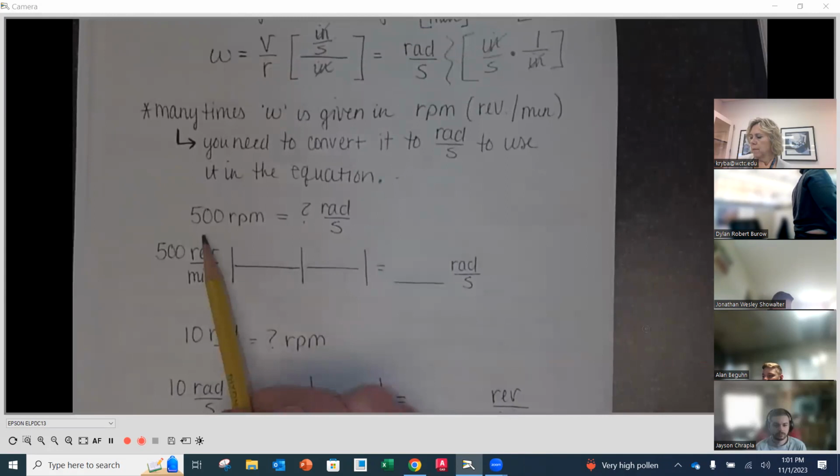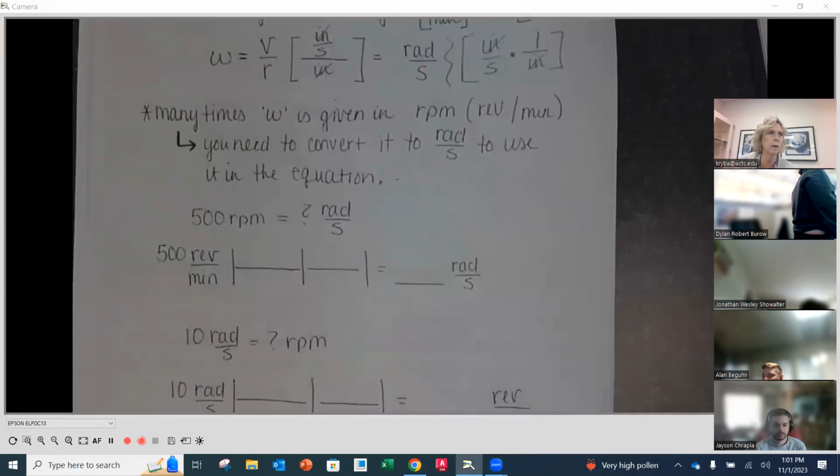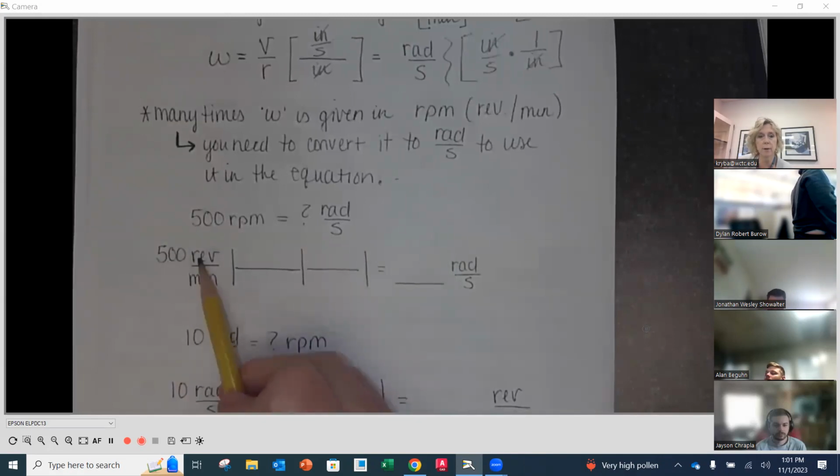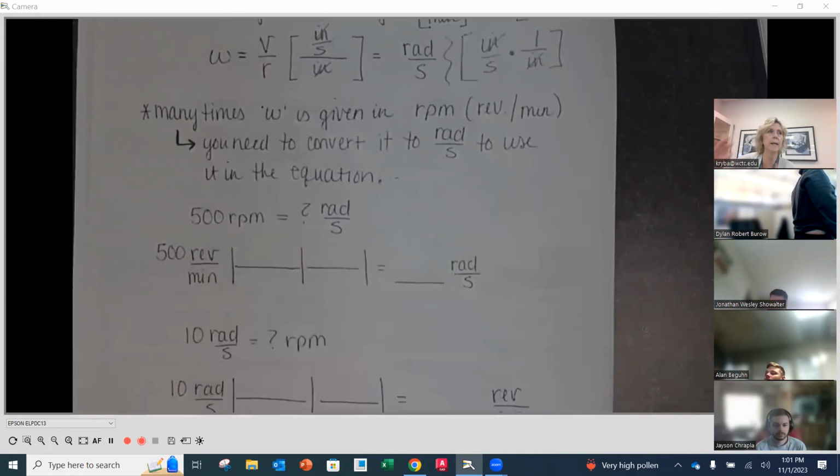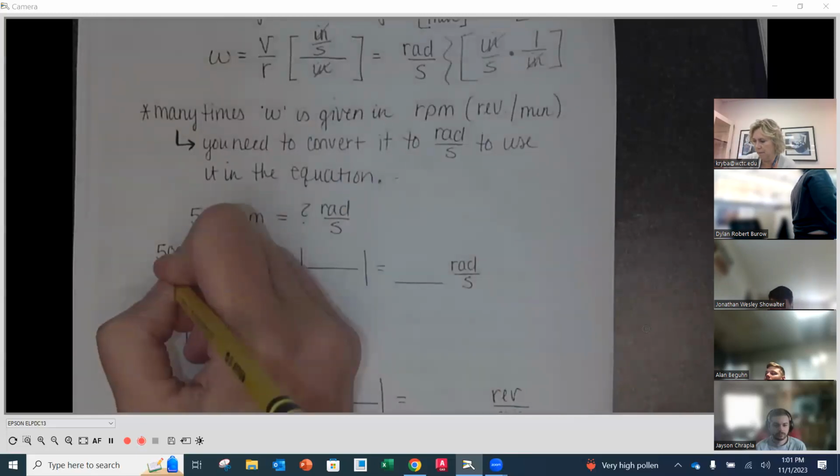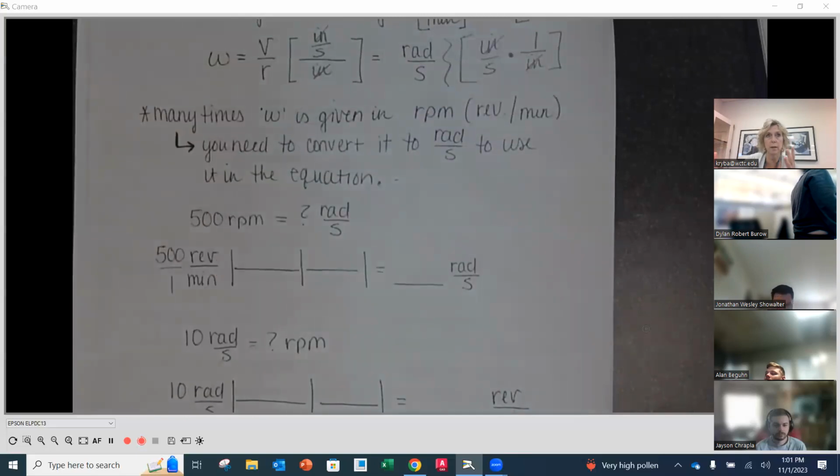The practice we do right here is going to be a little bit of that conversion. We're going to start with 500 RPMs, and we want to convert it to radians per second. So here are our blanks. We have 500 revolutions per minute. Notice we're not writing it as RPMs. I want to expand it out and put revolutions on top, per minute on the bottom, and the 500 is our whole number. Our revolutions per minute are written top to bottom.